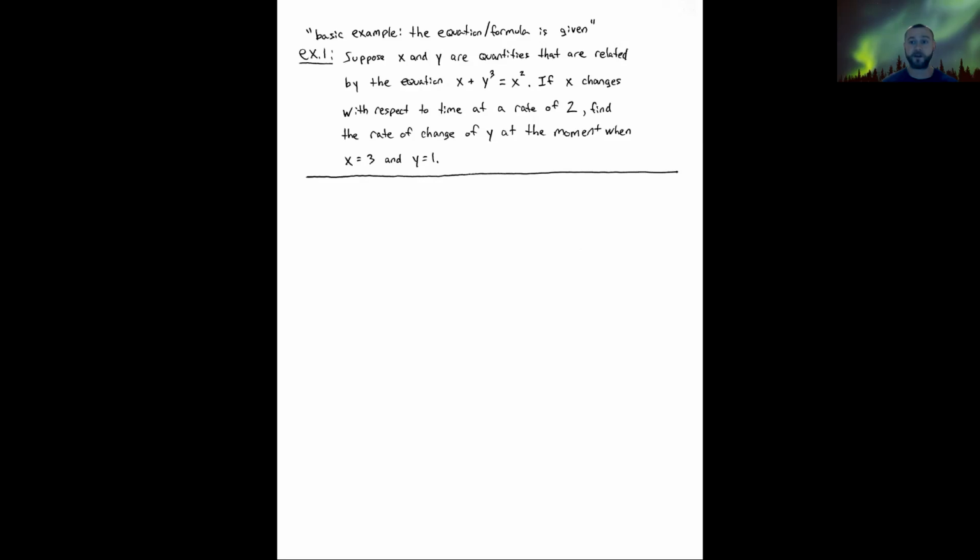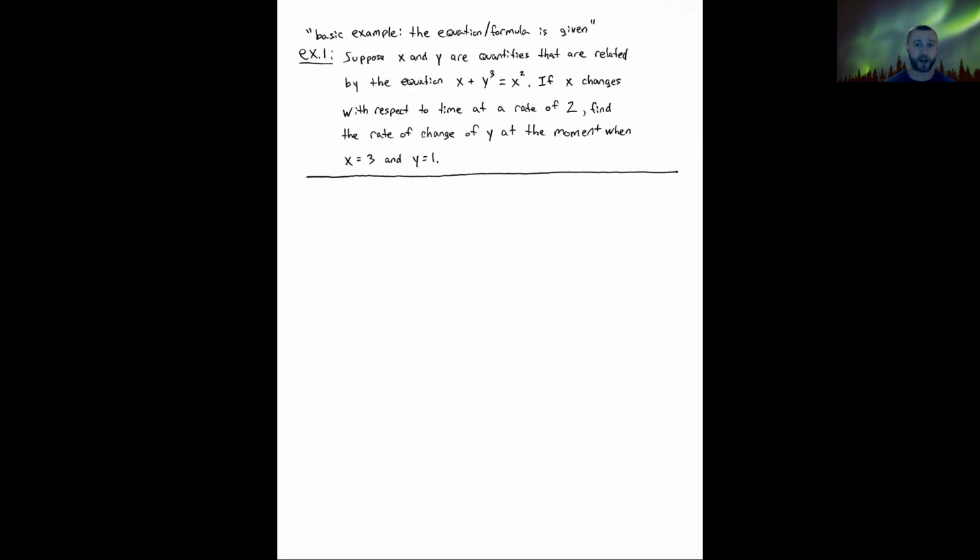All right, so before we get into the true or classic word problems, where you have basically a big mess of a paragraph and you have to translate that into an equation, let's start with a basic example, one where the equation or formula is already given to us, just as an introductory example. So we have the example stated here. We have two quantities, x and y, and they're related by this equation, x plus y cubed equals x squared.